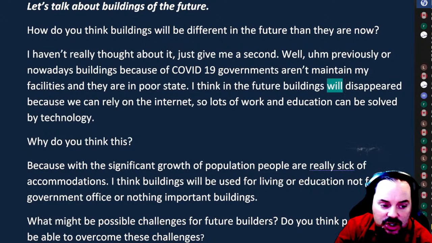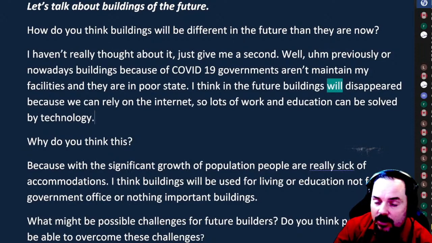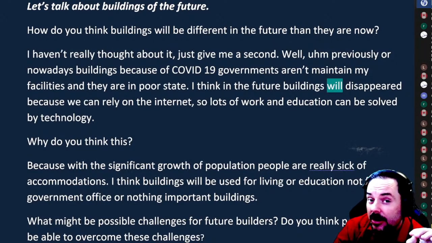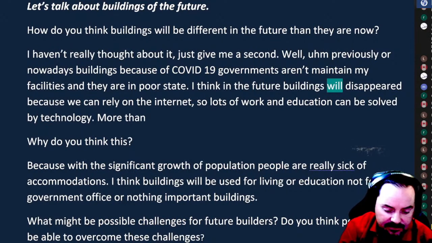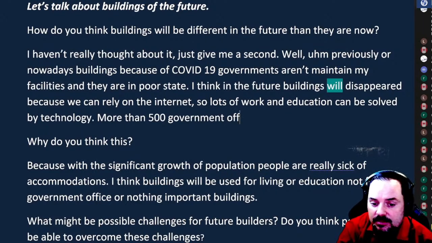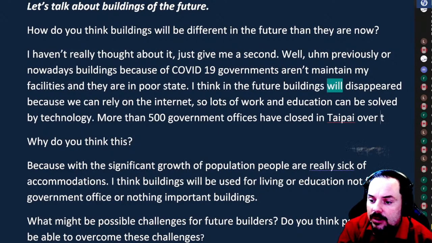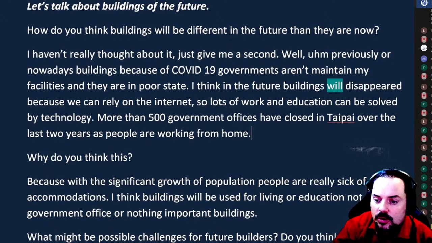So lots of work and education can be solved by technology. I totally got what you're saying by that. However, in the exam, this is where an example would be very useful for the examiner. Okay, so here I would have included something like more than 500 government offices have closed in Taipei over the last 2 years as people are working from home. And this is not a personal example, it's just an example. Which is true, okay.